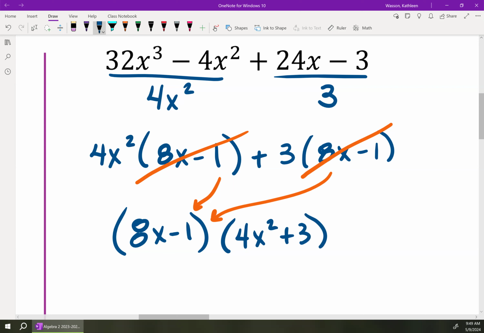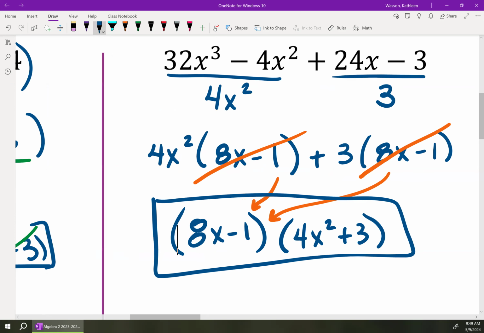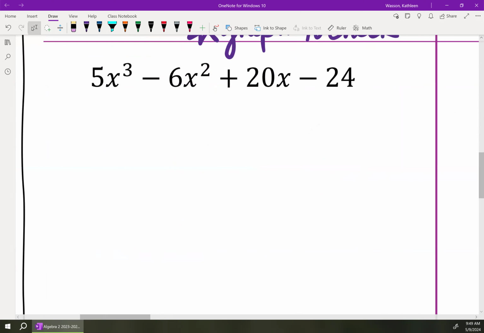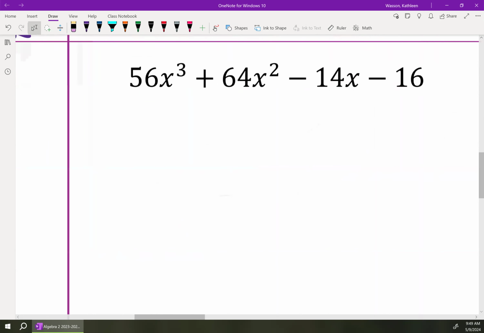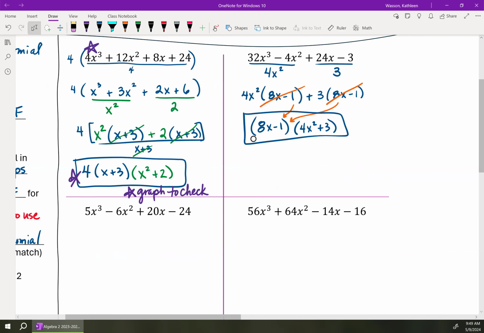You make sure that you didn't miss a greatest common factor and there's no pattern, and there's not, so we're finished. And you could graph to check. I have two more. I'm gonna do one, and I'm gonna leave this third one for you. Let's move to this one because this one looks a little bit different. The difference is for my second group, I have a negative greatest common factor. So I'm working 56x cubed plus 64x squared. I'm gonna do that one next.